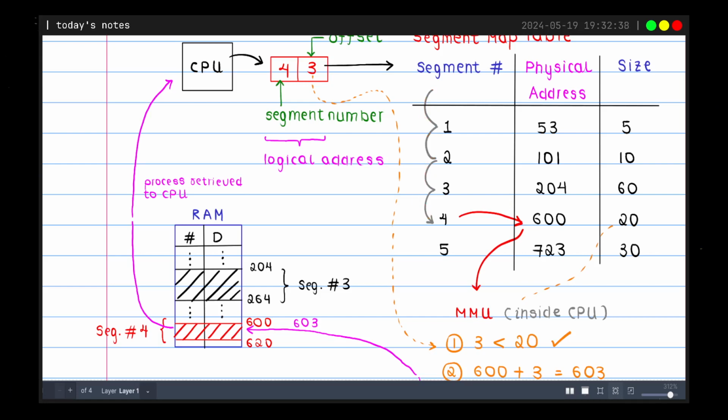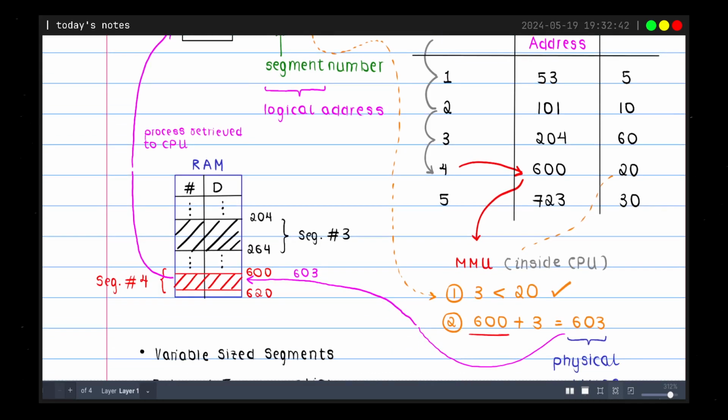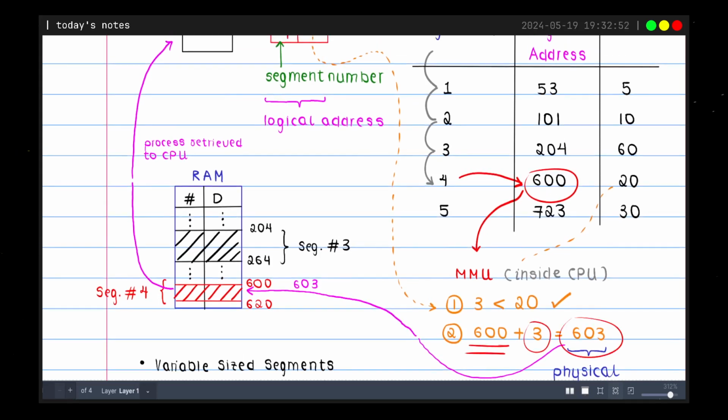Now, moving on, once this validation takes place, the address that you retrieved for segment 4, the address 600, which is actually where segment 4 exists in RAM, is going to be retrieved and added to the offset. The segment itself is at address 600, but the specific offset you are looking for, added to this address, would result in a final physical address of 603.